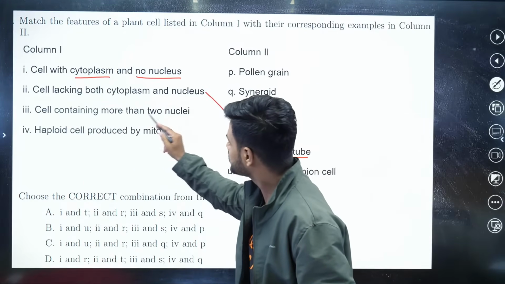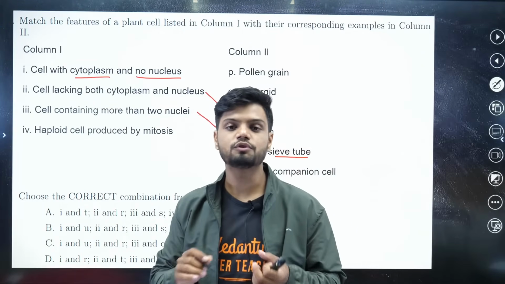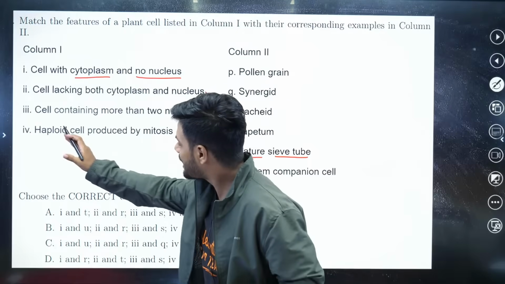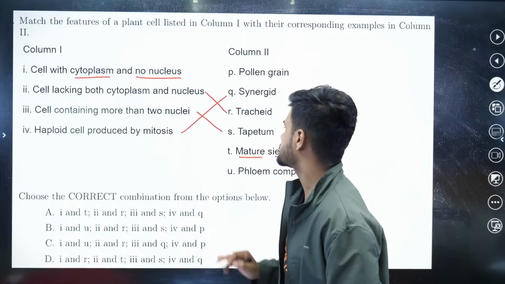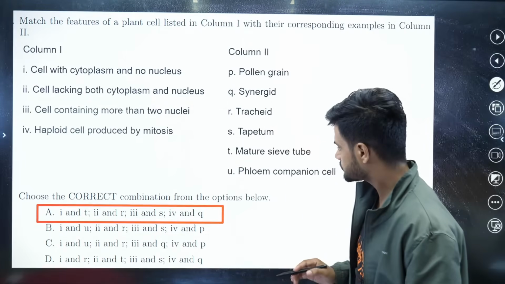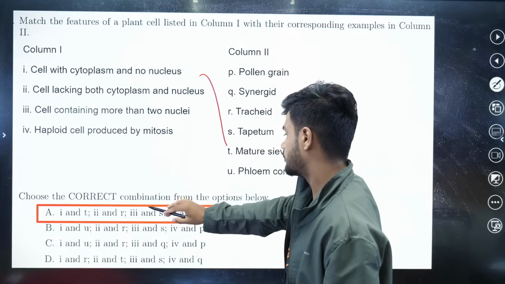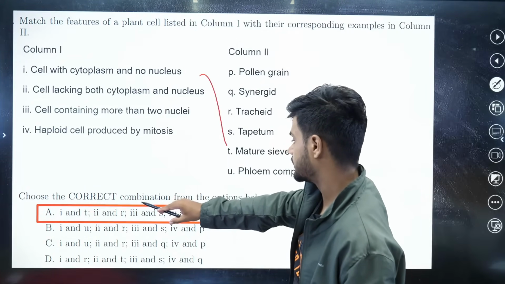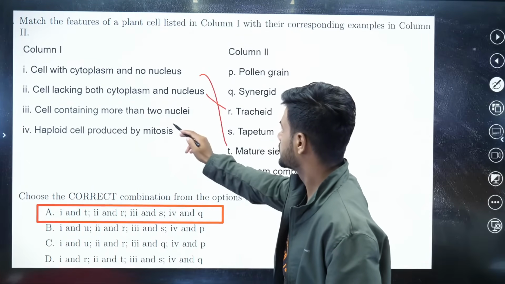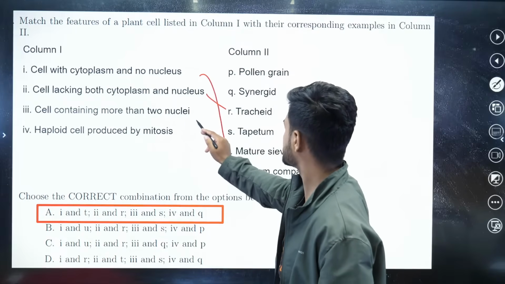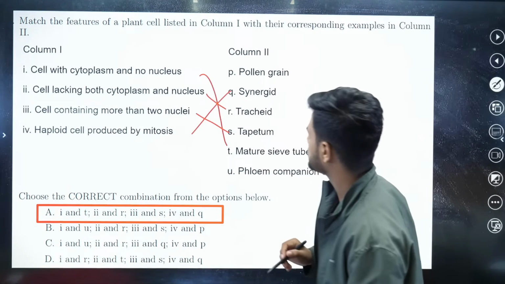Cells containing more than 2 nuclei, that is in the case of tapetum. Tapetum is a type of nutritive tissue. Then we have a haploid cell produced by mitosis, that is going to be your synergids. Let's see, one is T, yes. And 2 is going to be R, tracheids, yes. 3 is going to be S, tapetum, and haploid cells is going to be synergids, yes.